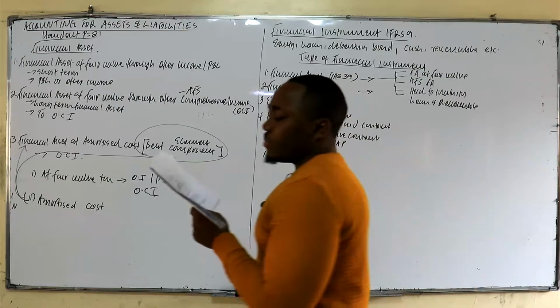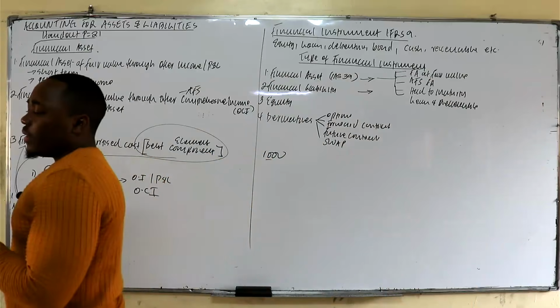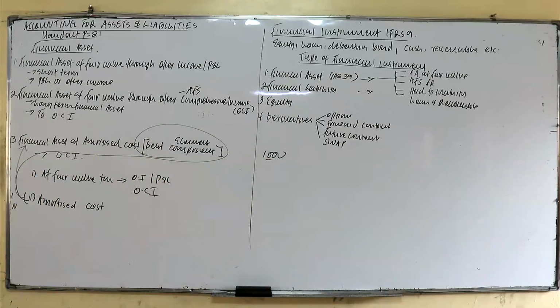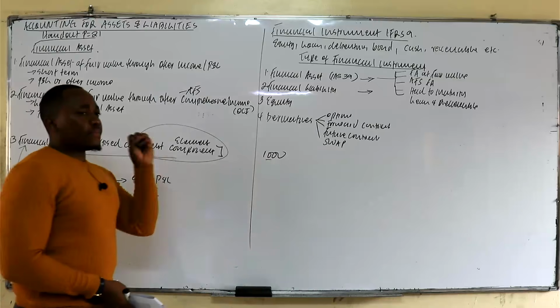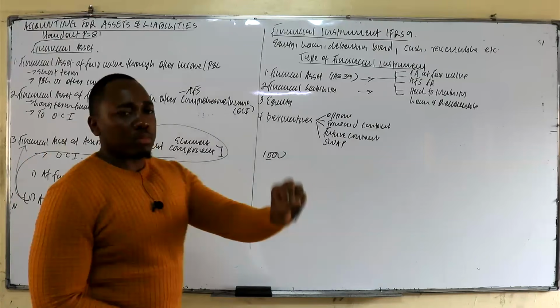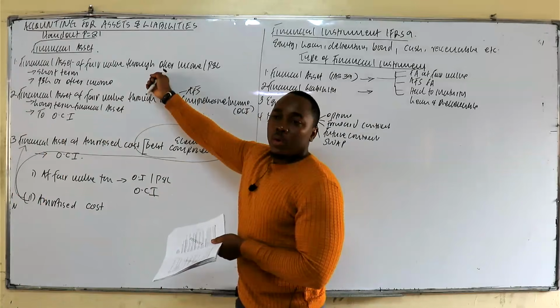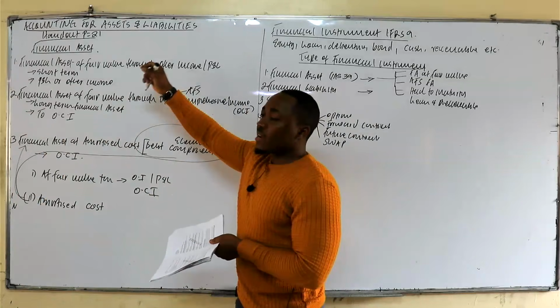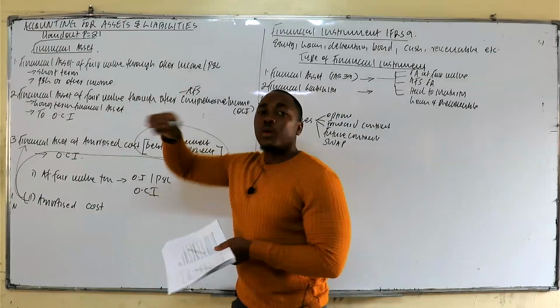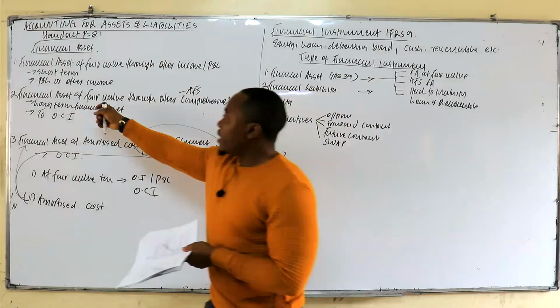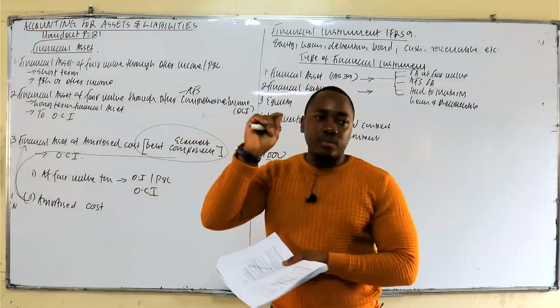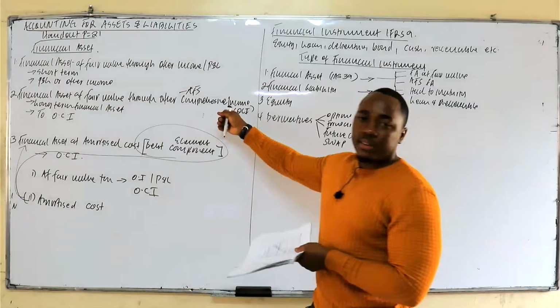Then how do we measure them? We have initial recognition. Initial recognition at fair value. Can you underline fair value? Okay, let me not discuss recognition because all the recognition is the same. Initially recognize them at fair value with the changes. Like this one, you recognize it at fair value with the changes taken to the P&L because they are short term. The other one should be initially measured at fair value with the changes reported to other comprehensive income.